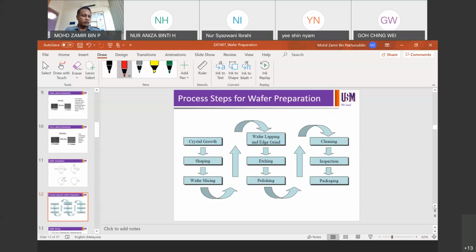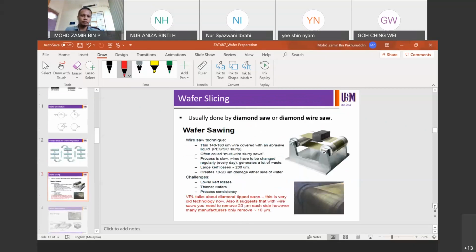Okay, so the wafer preparation steps are the same as what I mentioned earlier. So growth, shape, slice, lapping, etching, chemical polishing, and then we do the cleaning, inspection, and then followed by packaging. Then the wafers are packaged and ready for sale.